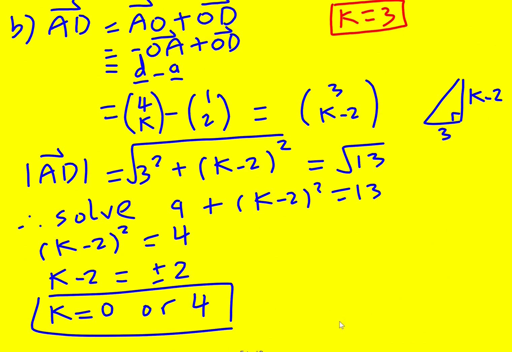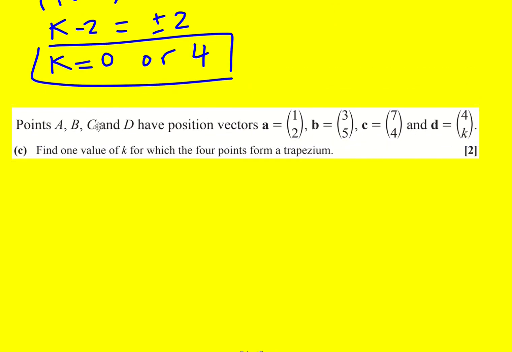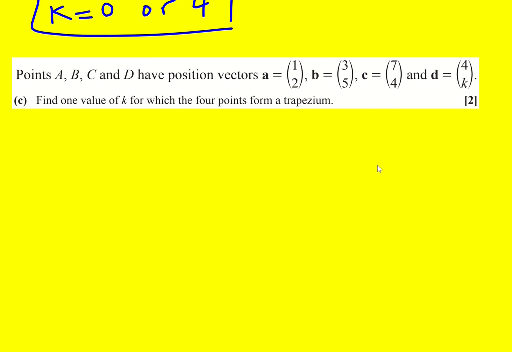Right, finally, we have part C to this question. Here is the main information in the question again. And then we're asked to find one value of c for which the 4 points form a trapezium. So there's more than one answer here because it depends how you form the trapezium. So I'm going to just look at one example.